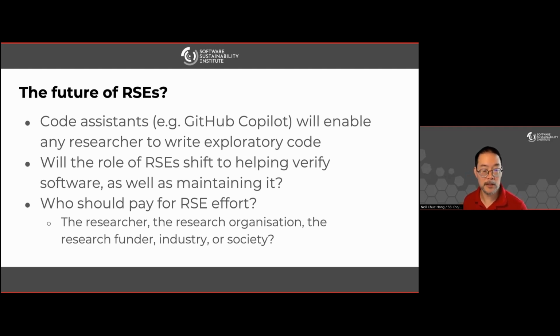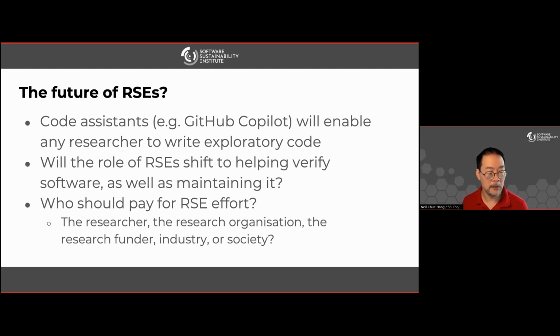If you can get this for low cost through AI, will we see the same thing happening where research groups turn away from employing research software engineers and instead use that money to hire another researcher who can use a code assistant? So I think we need to examine where the role of RSEs will shift as different ways of developing research software become more commonplace.